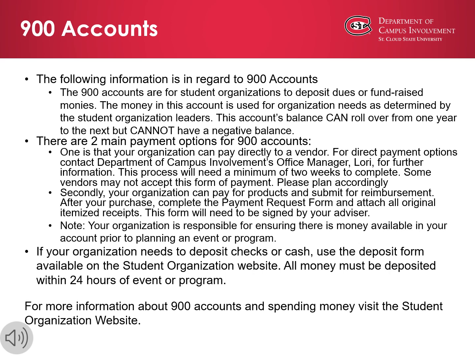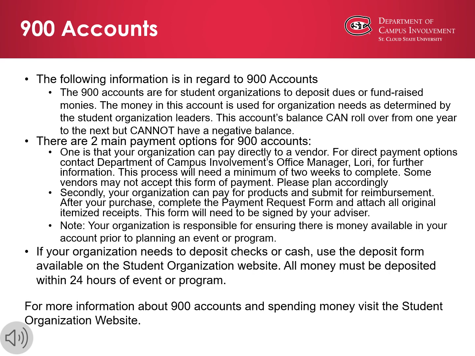After your purchase, complete the payment request form and attach all original itemized receipts. This form will need to be signed by your advisor. Note, your organization is responsible for ensuring there is money available in your account prior to planning an event or program. If your organization needs to deposit checks or cash, use the deposit form available on the student organization website.